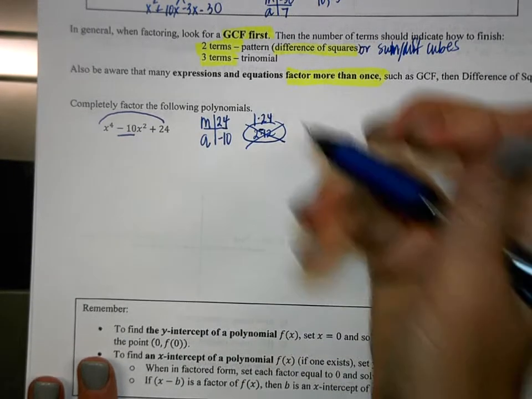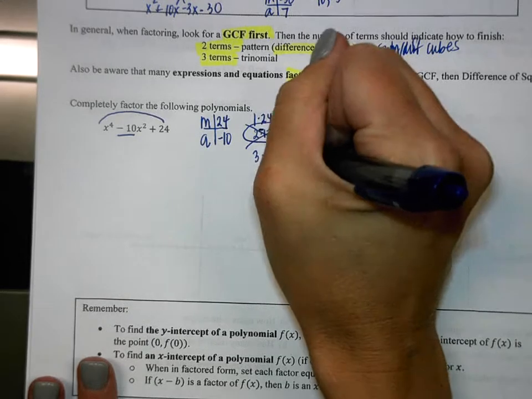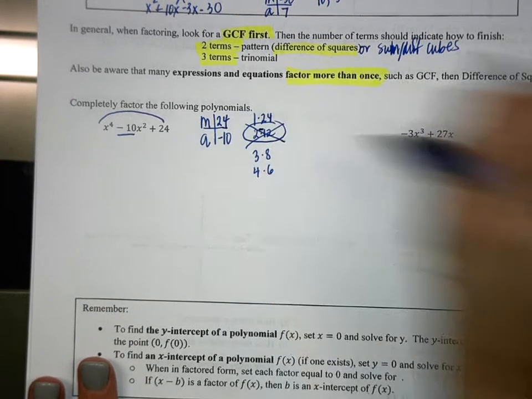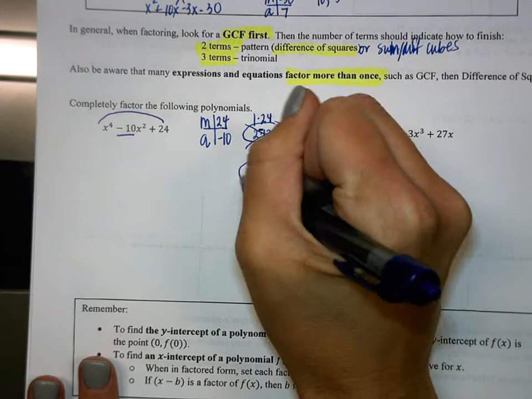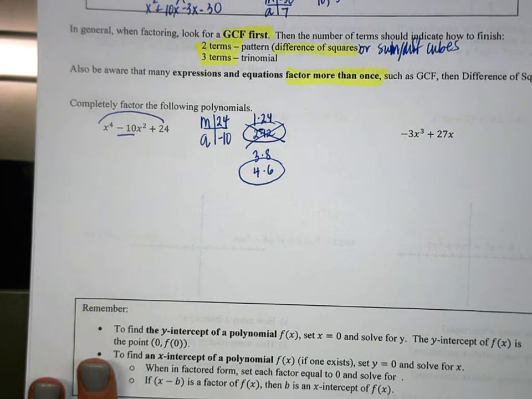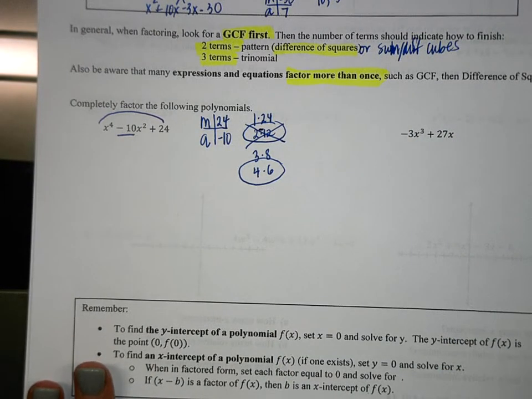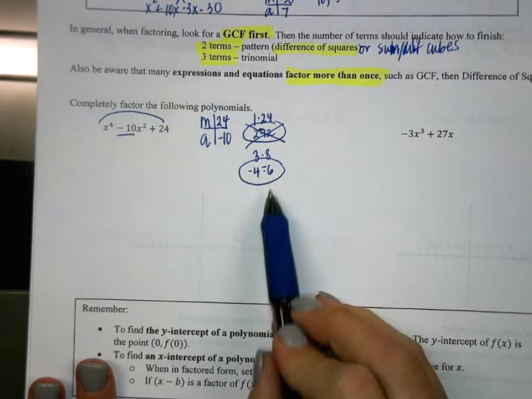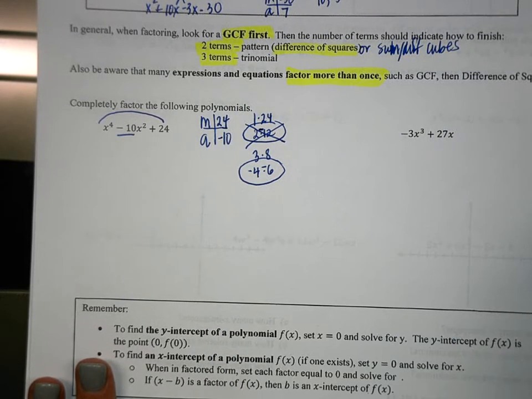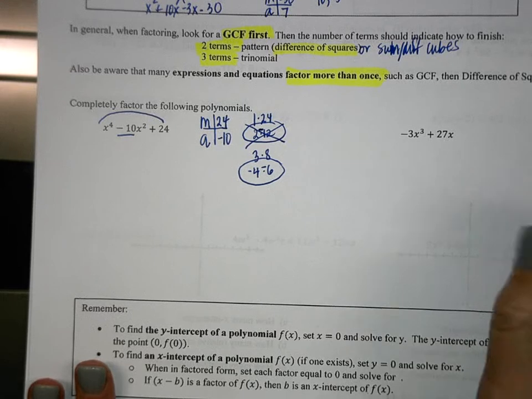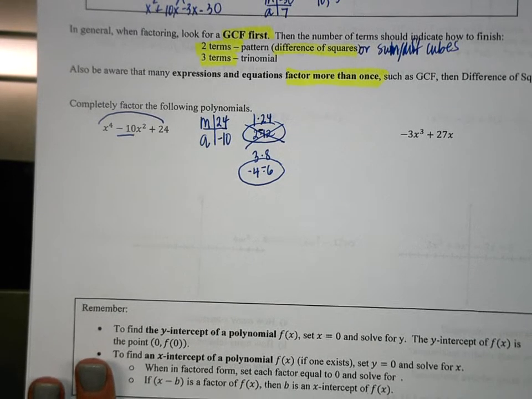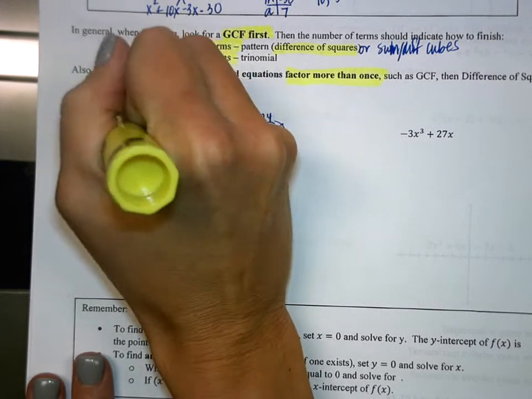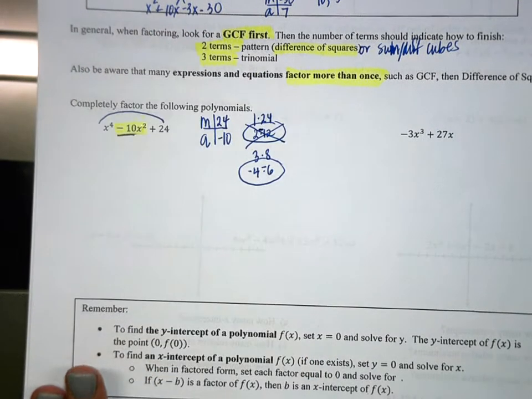And so I'm going to keep going. So I have 3 and 8. That doesn't make 10. We have 4 and 6. That does make 10. Okay, so let's check that. In order to make that a negative 10, what would those need to be? Both negative. So when we add those, they do make negative 10. When I multiply them, do they make 24? Yes. Good.